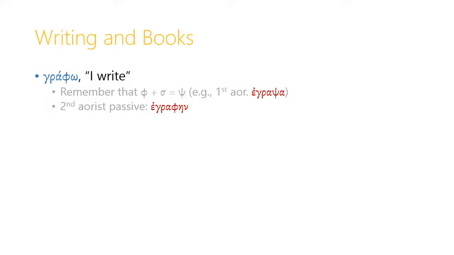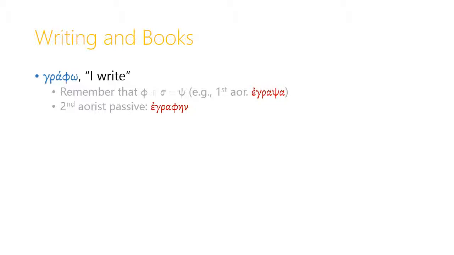Finally, a few words about writing in books. The verb to write is grapho, I write. And the other forms of grapho are fairly easy to remember as long as we remember that phi, which is a P-class verb, when you combine it with sigma following, becomes a psi. So the first aorist, for example, of grapho is not agraphsa, but agrapsa.